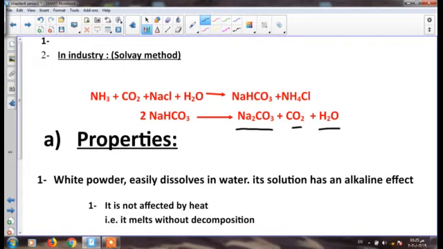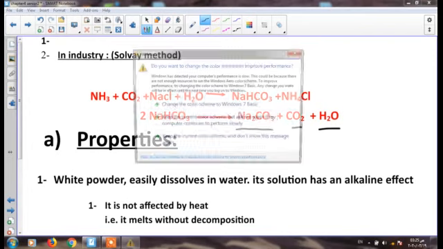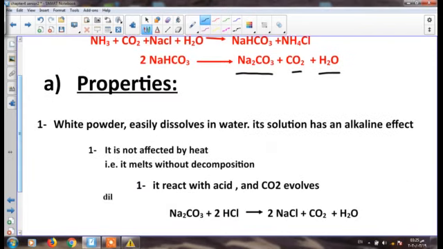What are the properties of sodium carbonate? It is a white powder that dissolves easily in water. Its solution has an alkaline effect. It melts without decomposition because it is not affected by heat. It reacts with acid and carbon dioxide evolves. Sodium carbonate plus HCl forms NaCl, sodium chloride, carbon dioxide, and water.